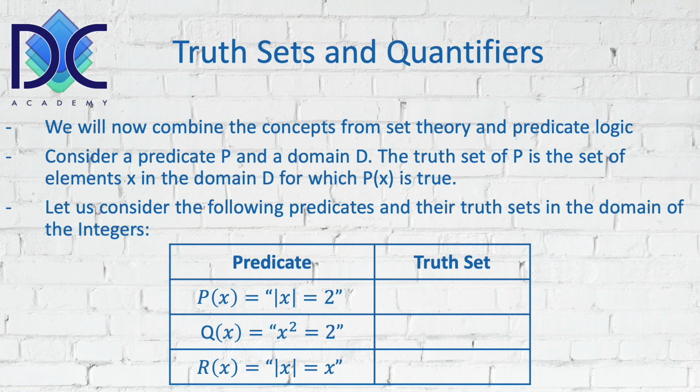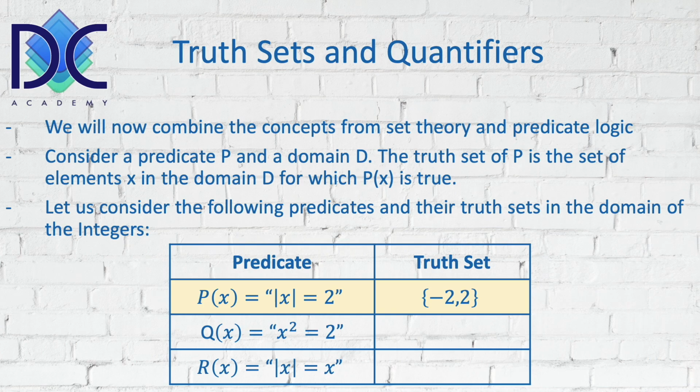And we have here different predicates. The first predicate, P of x, is the absolute value of x is 2. Q of x is x squared is 2. And R of x is the absolute value of x is x. Now let's have a look at the first one. The absolute value of x is 2. We're in the domain of the integers. So basically we can find here two numbers, -2 and 2, which comply with this condition. And we call this the truth set of P of x in the domain D.